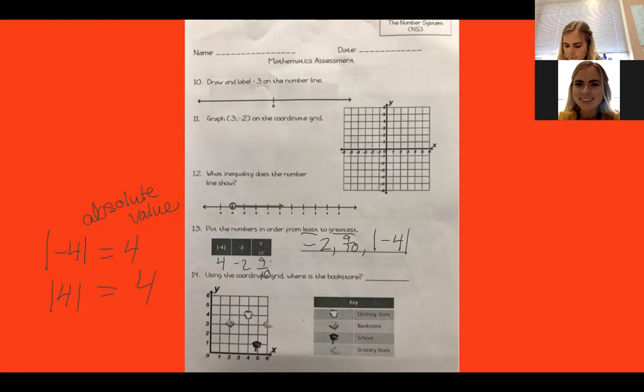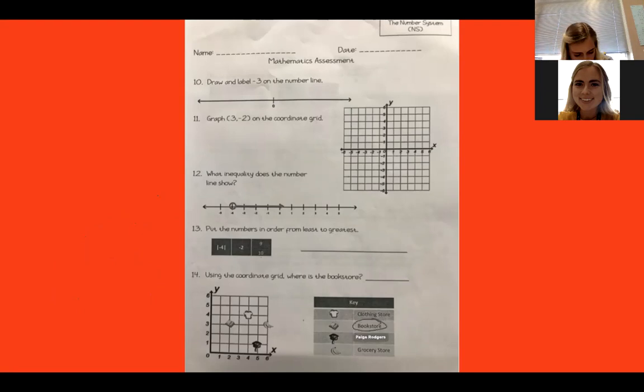Okay, last one. Using the coordinate grid, where is the bookstore? So the bookstore is the book. So it's right here. We need to do the x comma y. So you do a parentheses. Our x value goes to 2, and then it goes up 3. So I'd say 2 comma 3. That's where it's located.